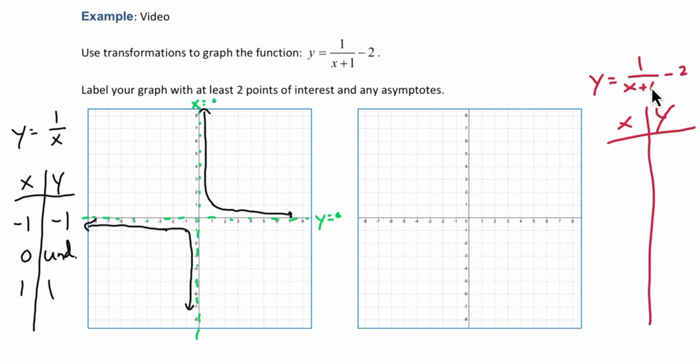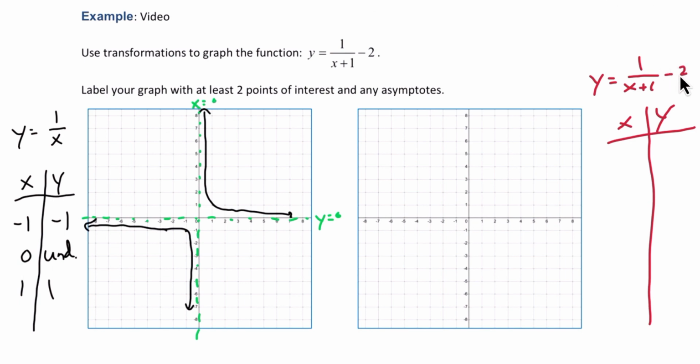The +1 is inside the function. Notice it's beside the x. That's affecting the graph horizontally in a backwards or illogical way. It looks like we're adding 1, but we're actually going to subtract 1 on the x's. And what that's going to do physically to the graph is shift it to the left 1 unit.